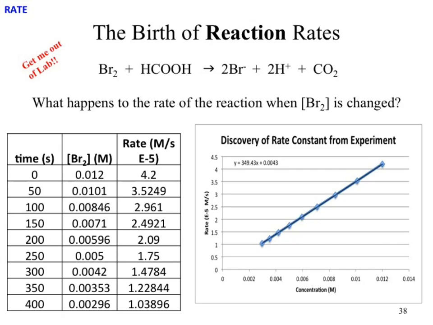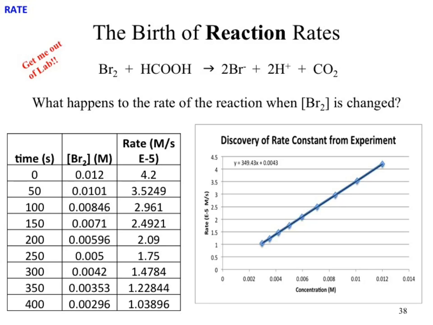Right? And so what someone did was took all of that data and started to generate different graphs and said, at what point does that graph make sense to me? So they start changing what they're plotting. In this case, we're plotting rate versus concentration. Why might they have said, this is an awesome graph? It's a straight line. There is a direct relationship between the concentration and the rate.